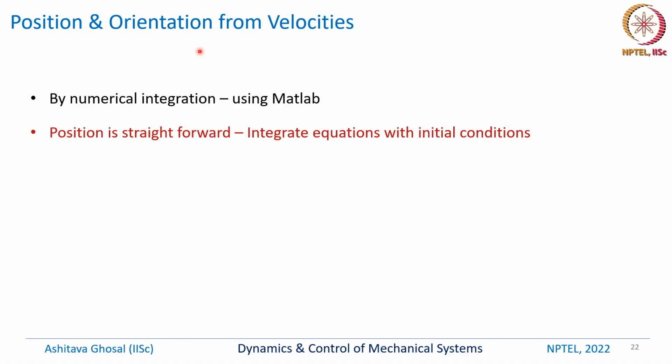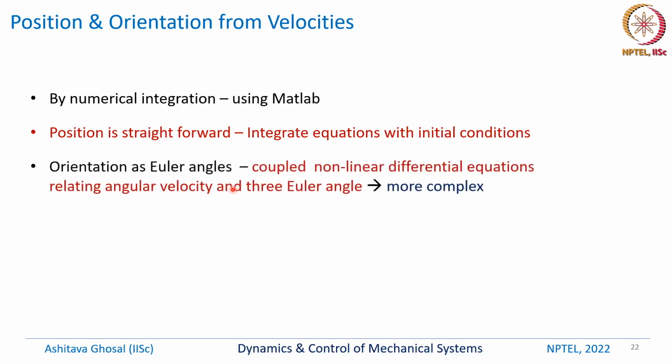So position is very straightforward. We have, say, v, which is the linear velocity, which is nothing but x dot, y dot, z dot. So we can just integrate, and with initial conditions, position is very straightforward. Orientation from angular velocity is slightly more complex. Why? Because we have coupled nonlinear differential equations which relate the angular velocity and the three Euler angles.